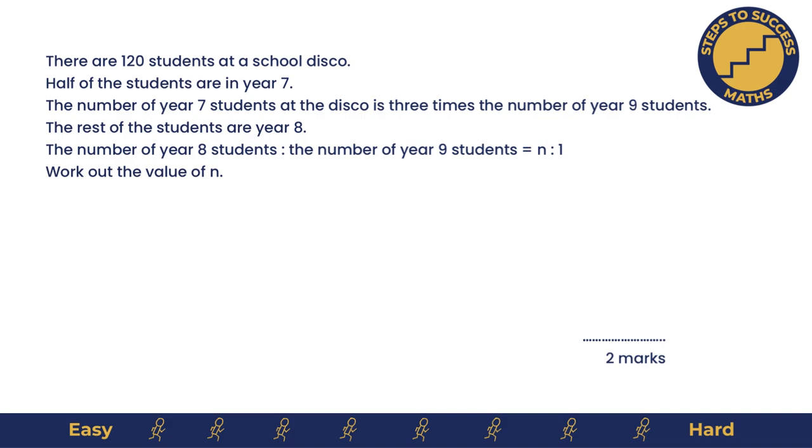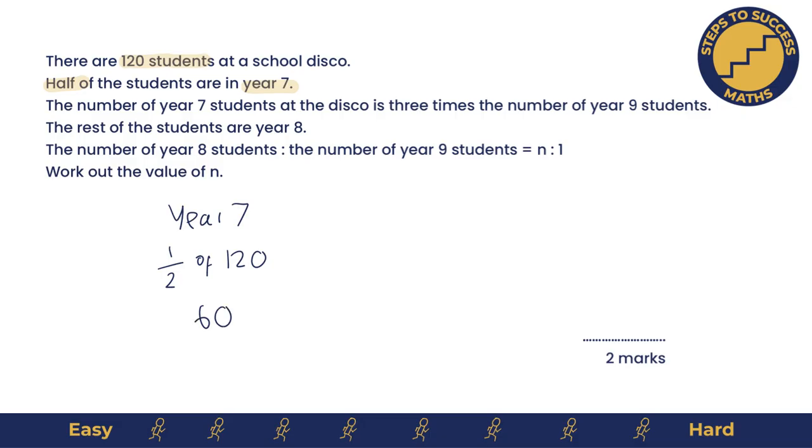Okay, so this one does feel tricky. There is a lot going on. We know from the first line there are 120 students. Half of the students are in Year 7. So half of 120 is 60. So I know that there are 60 Year 7 students.